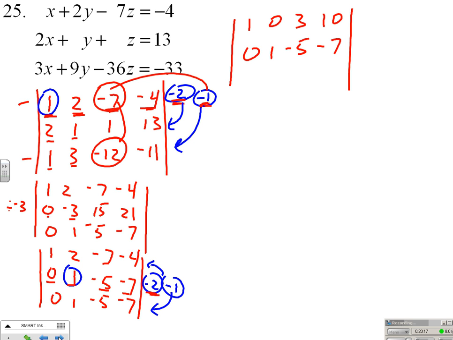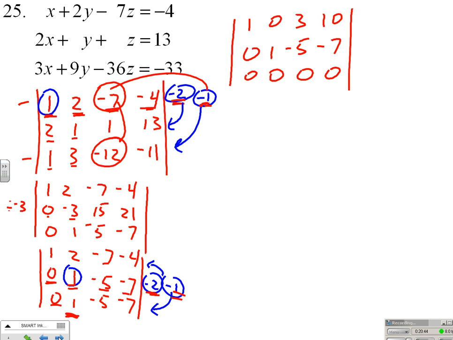And to eliminate the third row, to eliminate this guy right here, I'm multiplying the second row by negative 1. 0 times negative 1, 0 and 0. 1 times negative 1, negative 1 and 1, 0. That's our purpose. Negative 5 times negative 1, positive 5, and negative 5, 0. And negative 7 times negative 1, positive 7, and negative 7, 0.